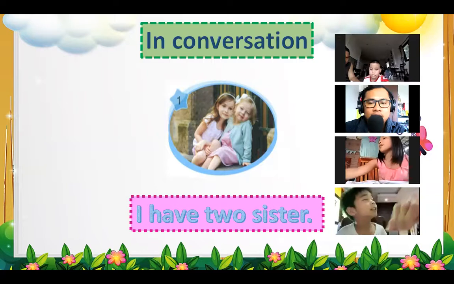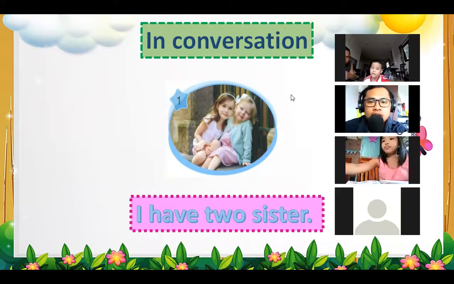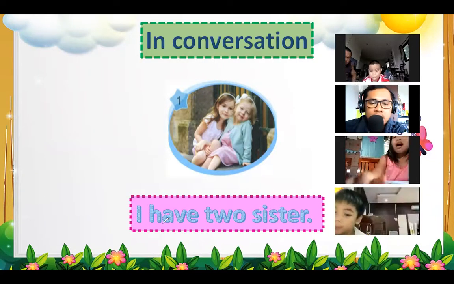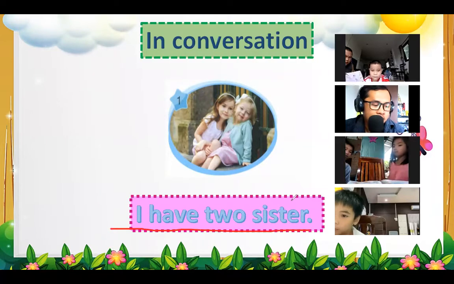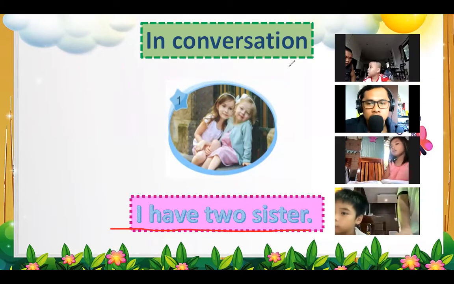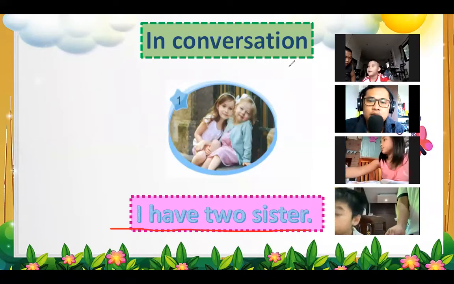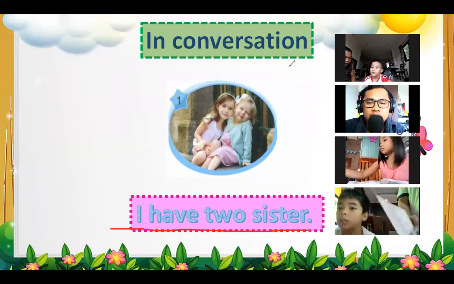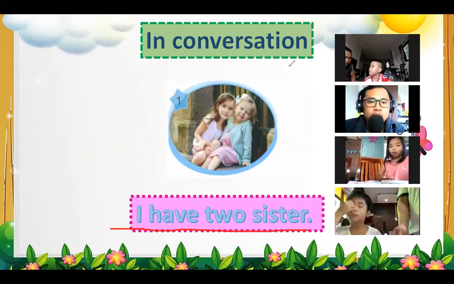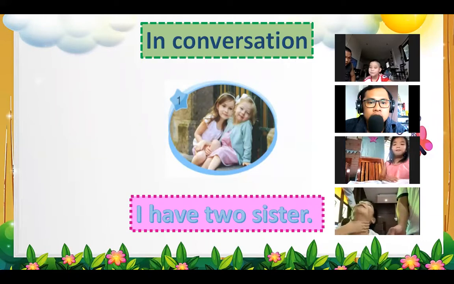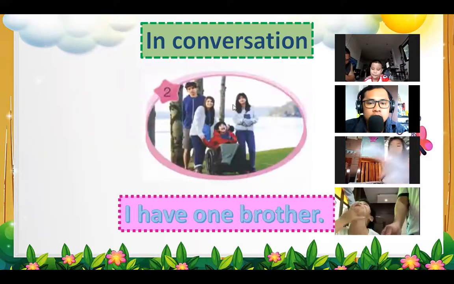So now let's read this word here. I have two sisters. Okay. But teacher, I have only one sister. We are seven and I have only one sister. So now let's go to the next page.